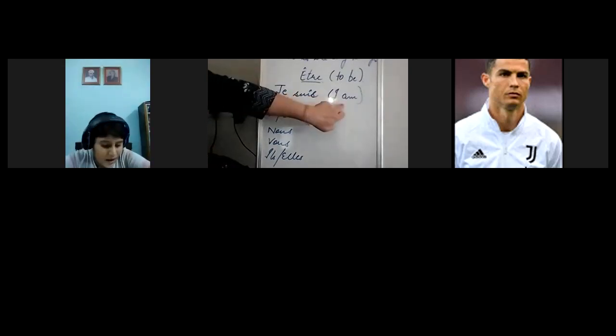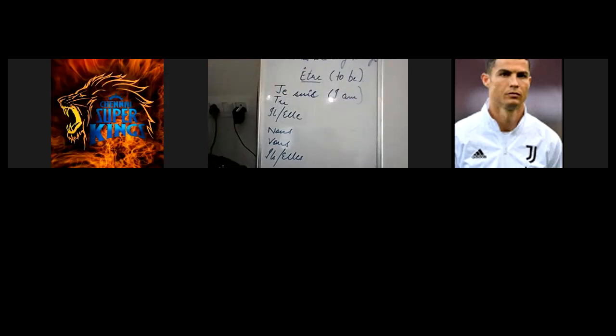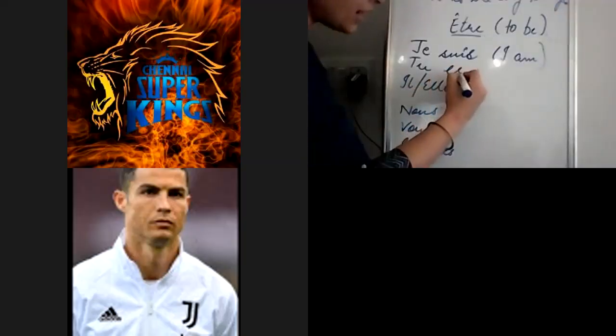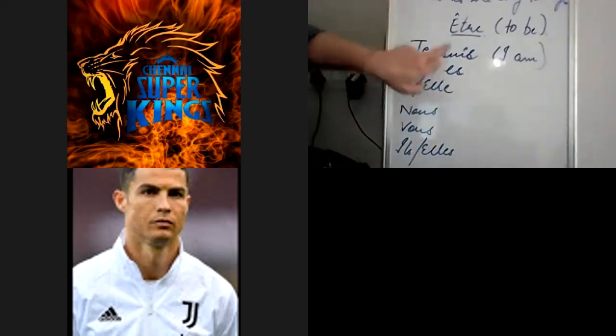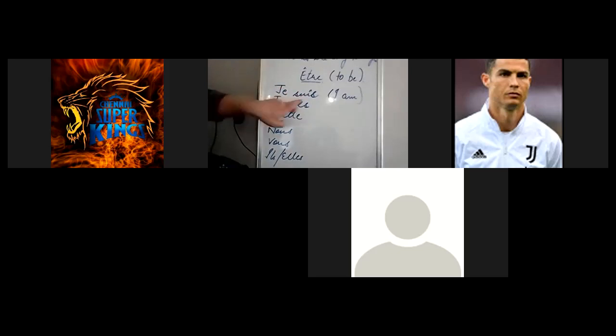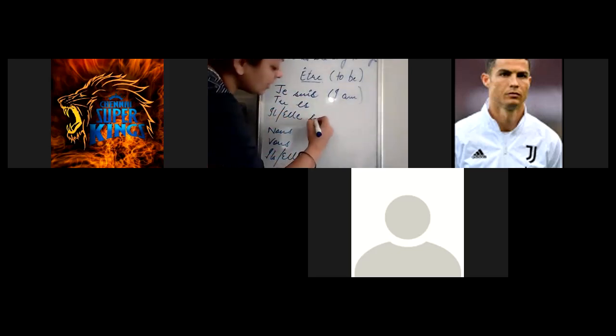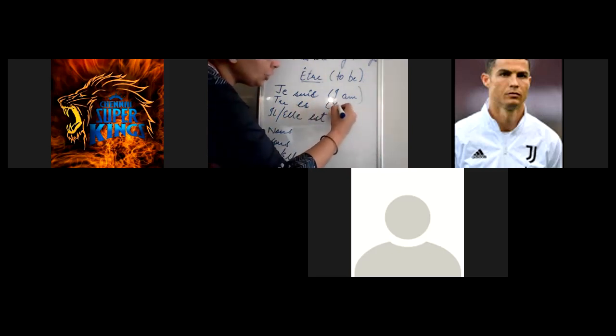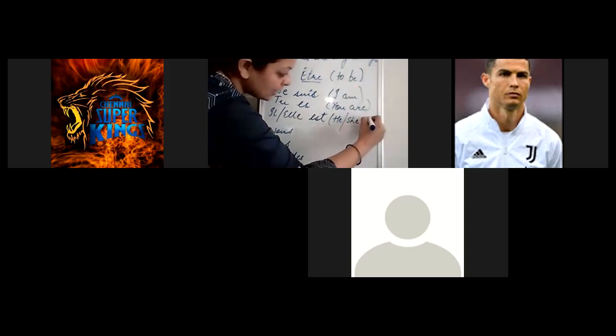Je suis means I am. Now if I want to say you are, I'm talking about particularly just one student here, what will I write? Tu. Être gets conjugated with tu like es. It becomes E-S. Je suis, tu es. Il, elle, est. It means he is, she is. Is it clear? Tu es means you are. Here it means he or she is.